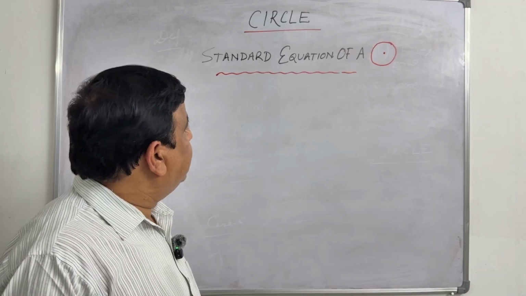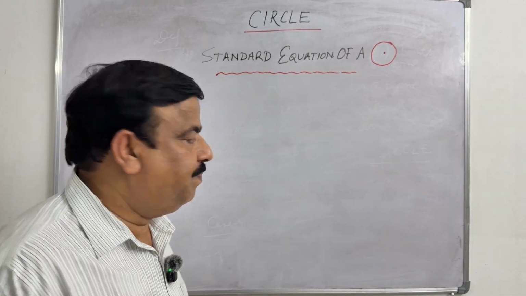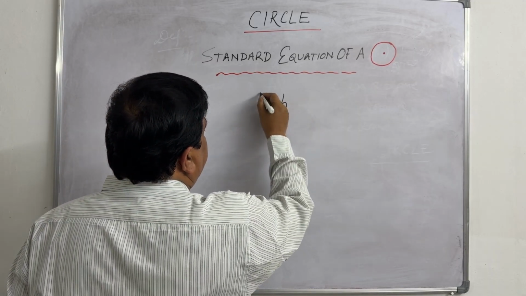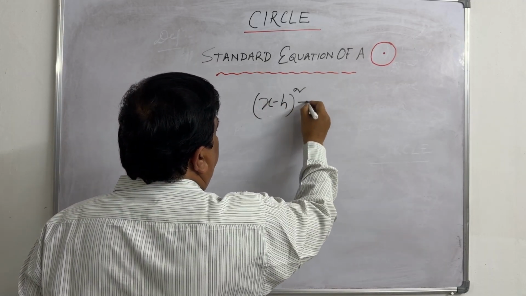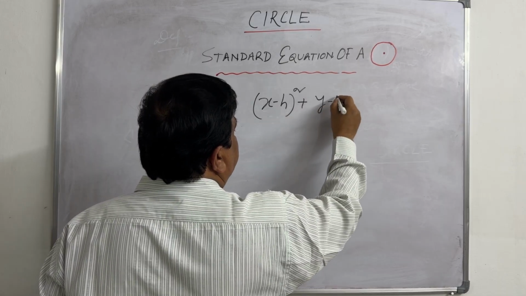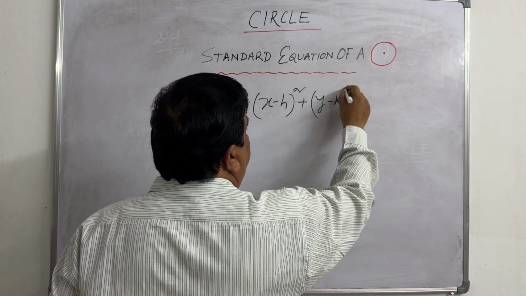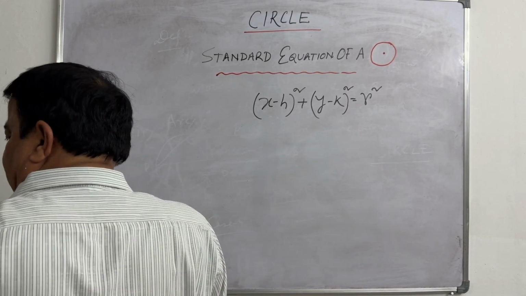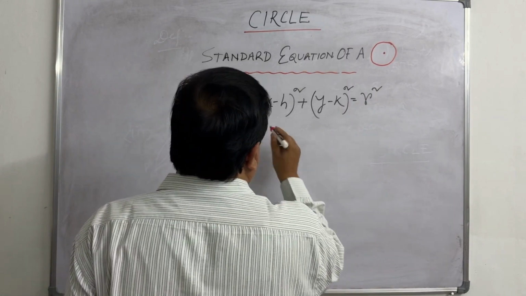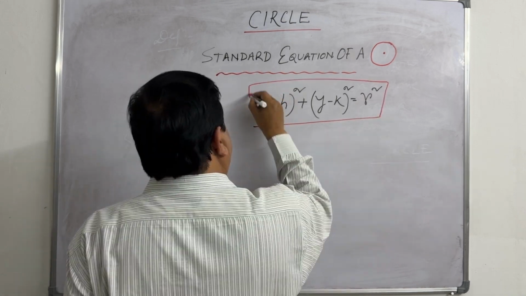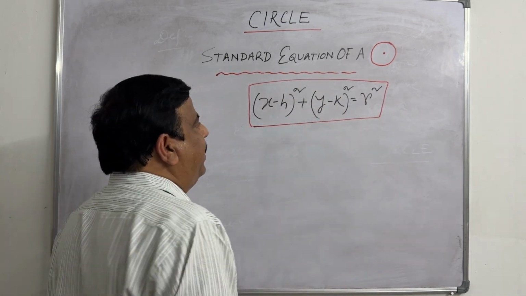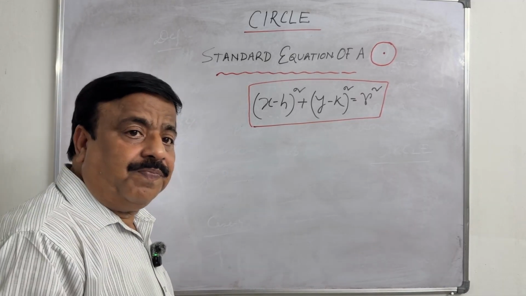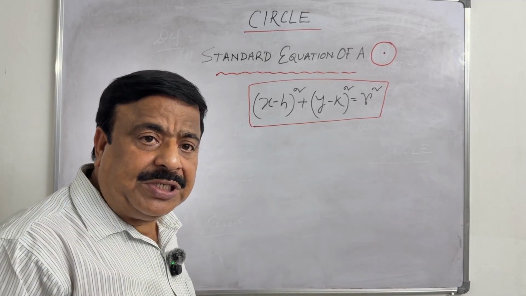Let's derive. What is the standard equation of a circle? That is (x minus h) whole square plus (y minus k) whole square, that is equal to r square. This is a very important equation called the standard equation of a circle. So what is the proof of this equation?